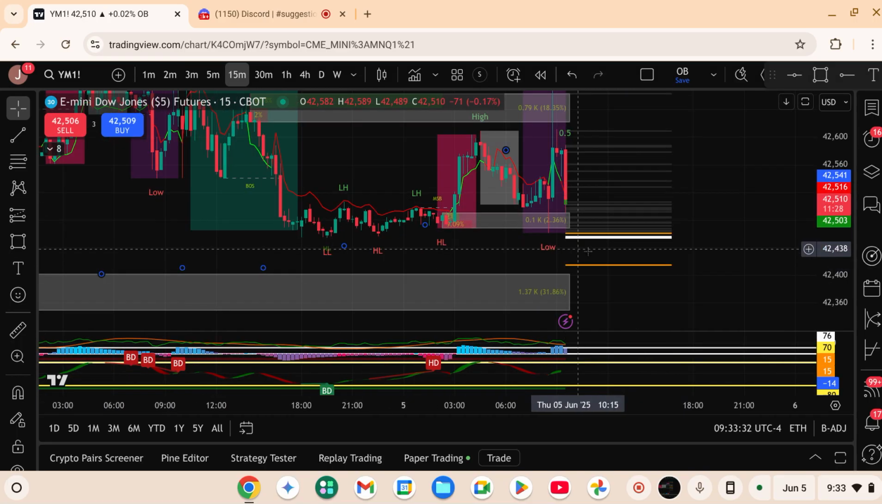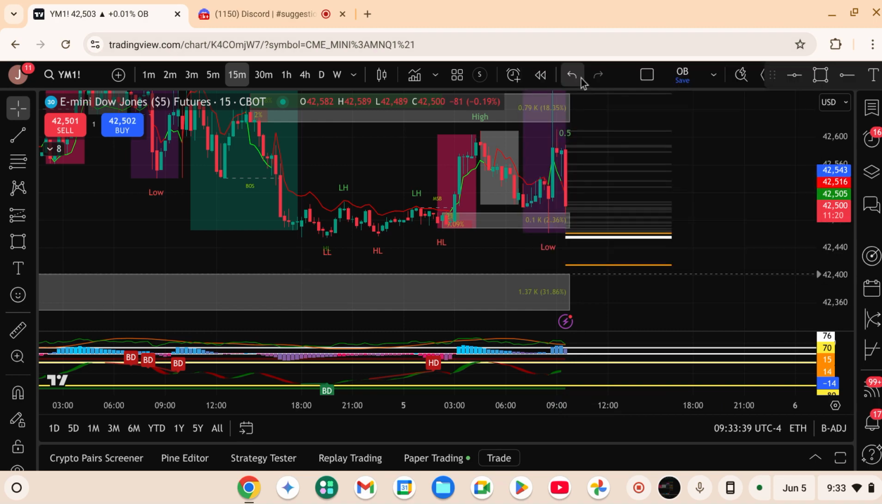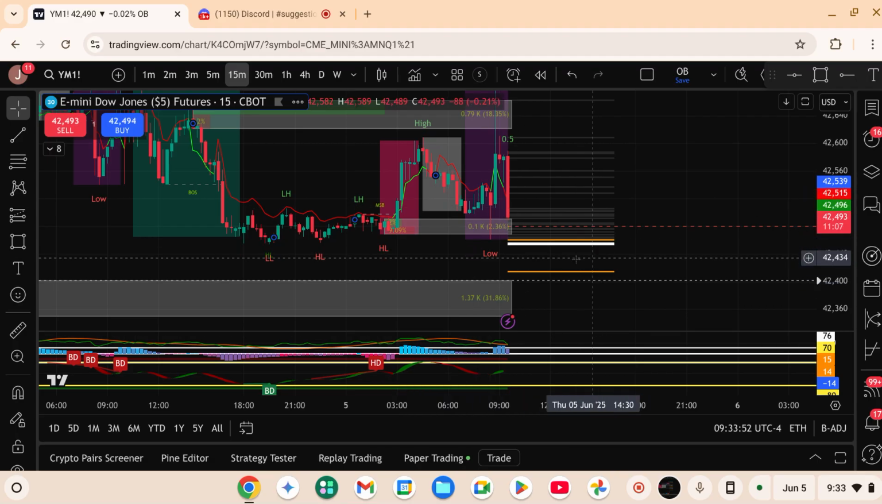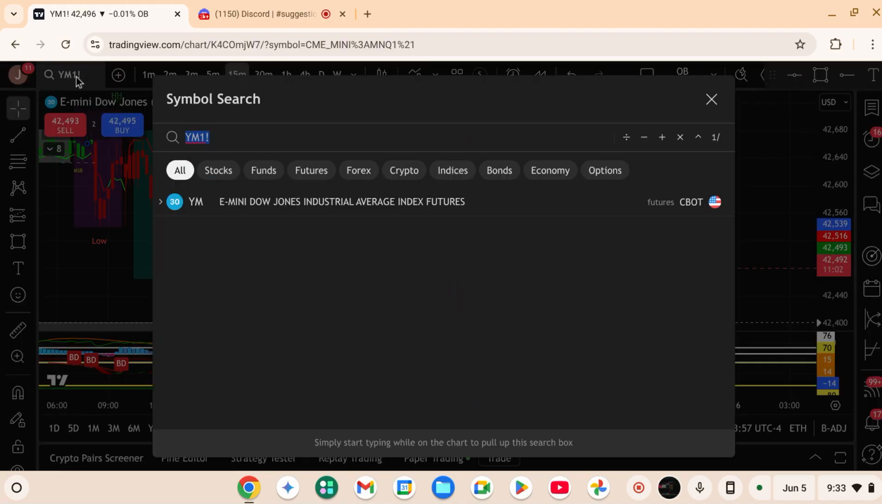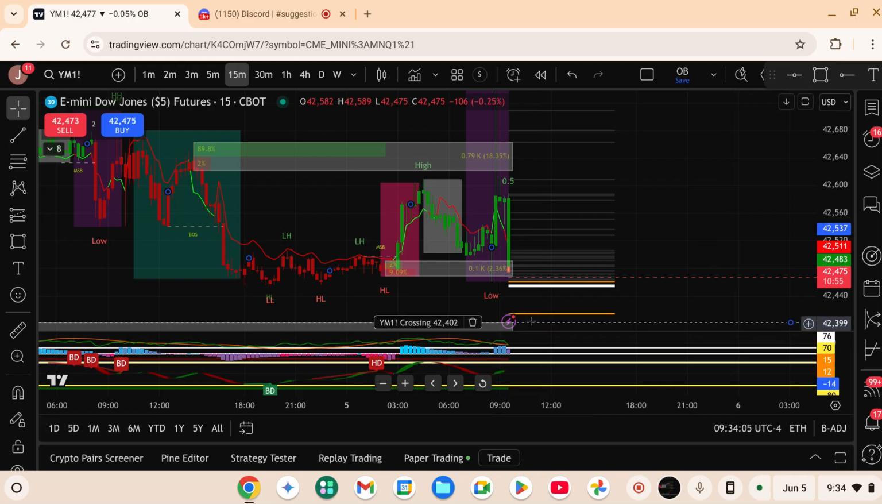Let me set an alert on YM. So this one is still valid. If price can come back down to this order block on YM, we could take longs from there. I set an alert at 42,402.